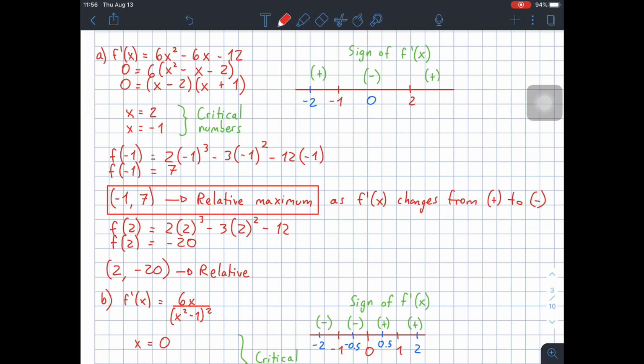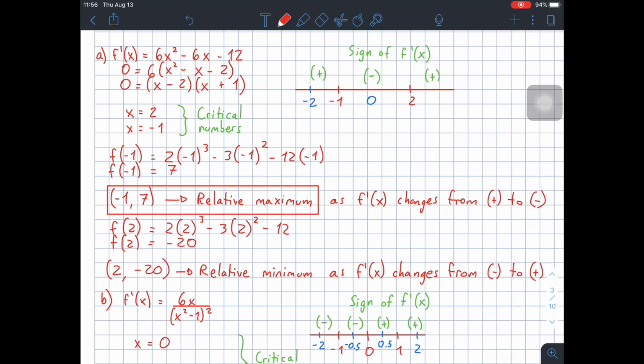Relative minimum as f prime of x changes from being negative to positive.